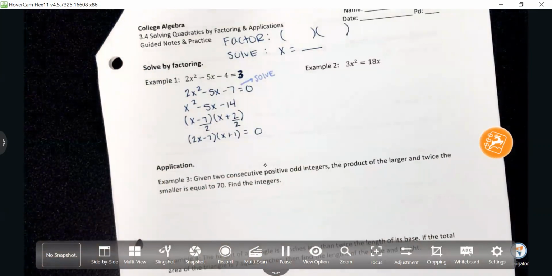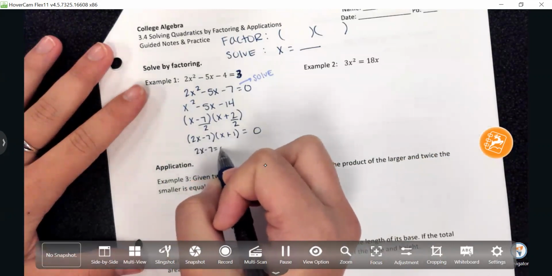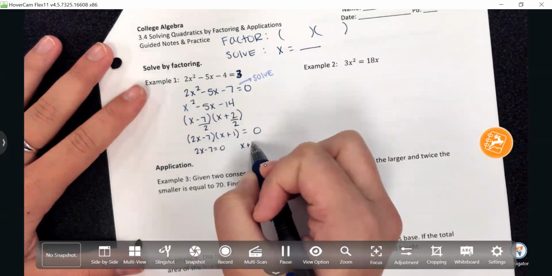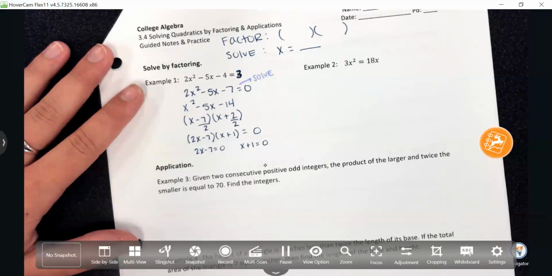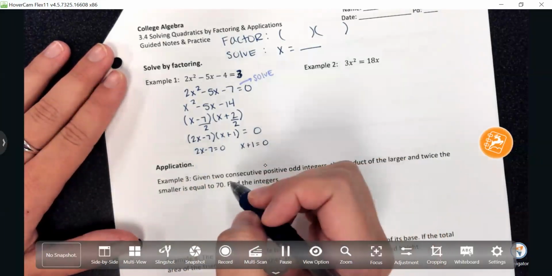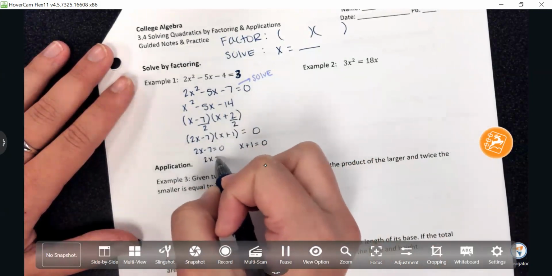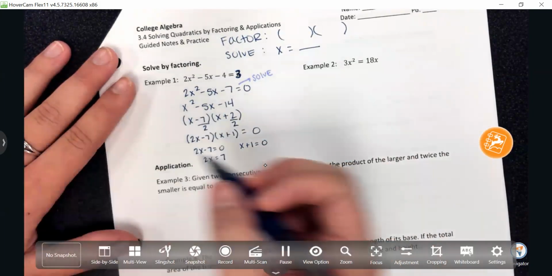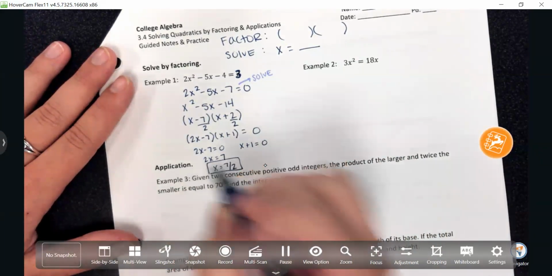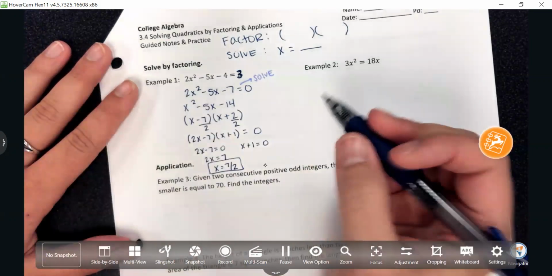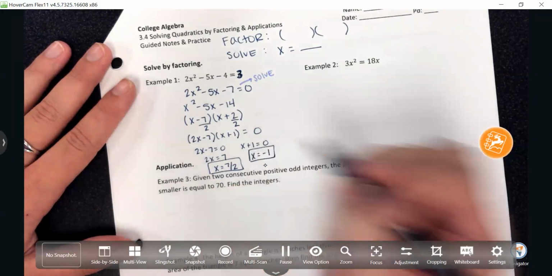So you have to set each factor equal to 0. 2x minus 7 equals 0. X plus 1 equals 0. So on the first one, if I solve for x, I add 7 to the other side. So I'd get 2x equals 7. And when I divide by 2, I will get x equals 7 halves. And then for the second factor, when I subtract 1, I will get x equals negative 1.